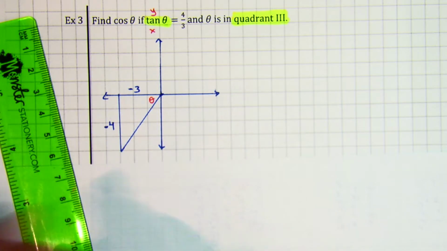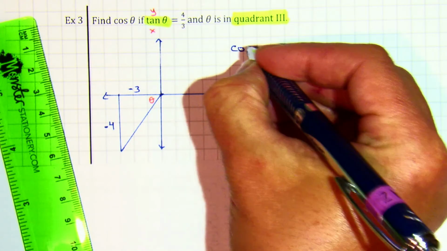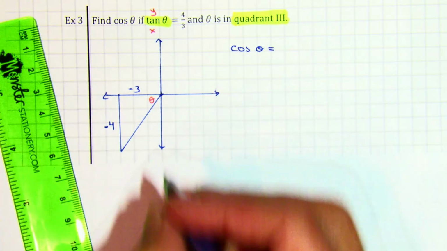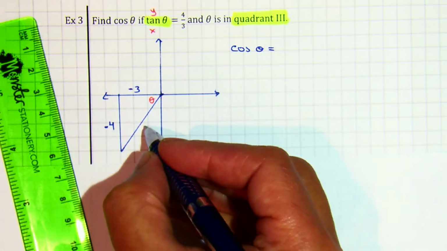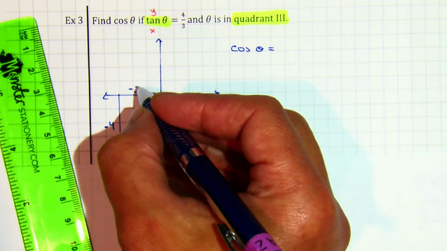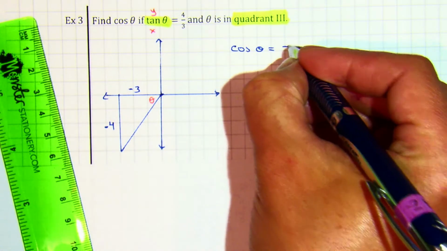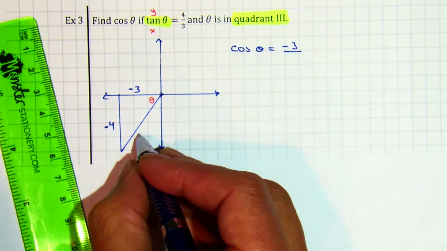And now I can find my missing side. I need to find cosine. Cosine of theta is my x over my radius, or adjacent over hypotenuse. So it'll be -3. I need to be able to find the missing side.